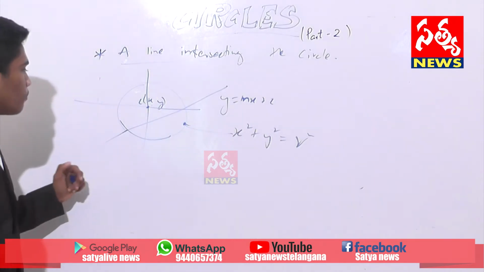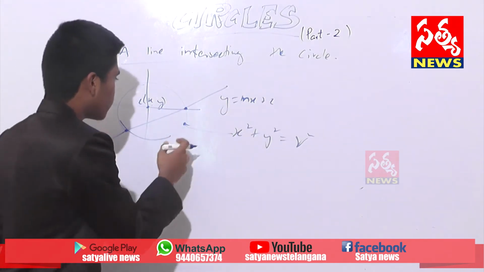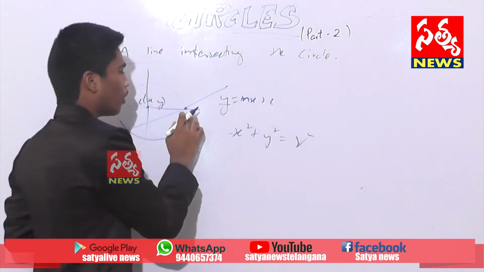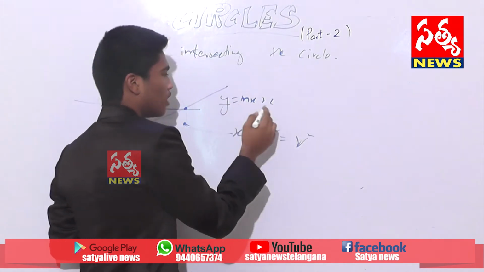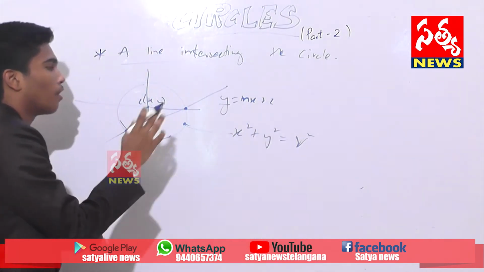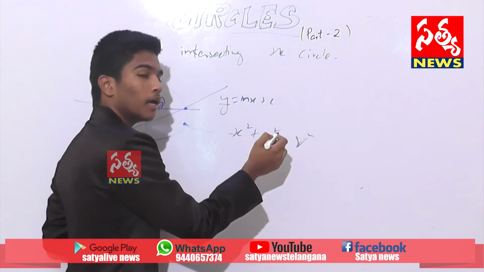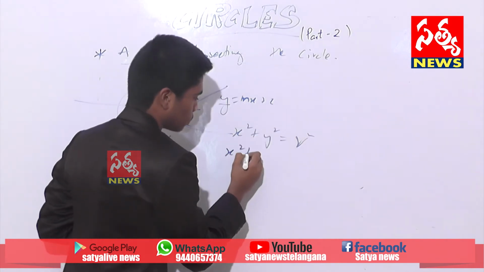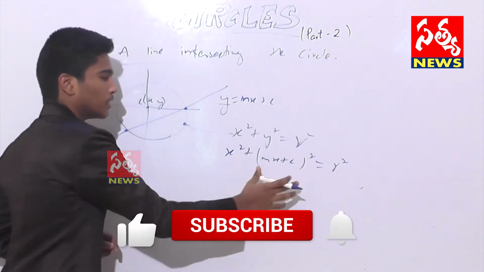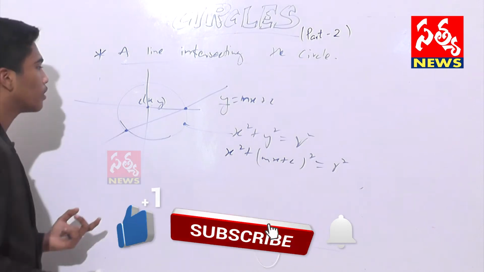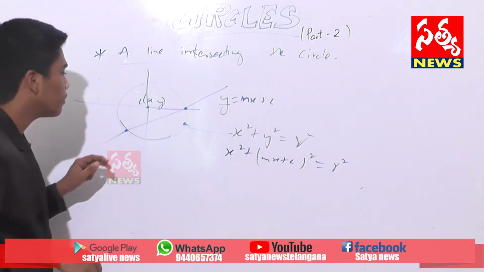Now, if we see here, the line intersects the circle at 2 points. That means at a point on the line and the circle, we can put the value of y is equals to mx plus c of the line in the equation of the circle. So I am going to replace the value of y in the circle as mx plus c. X square plus mx plus c whole square is equals to r square. This is the way we can find the 2 points of a circle where a line is intersected to the circle.